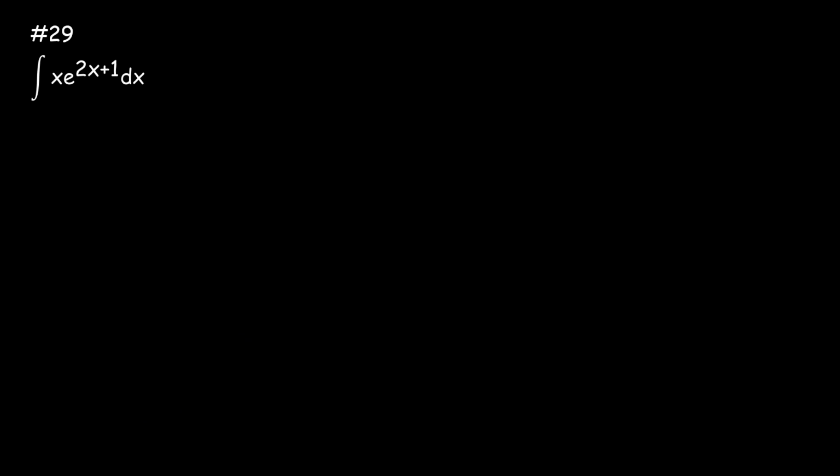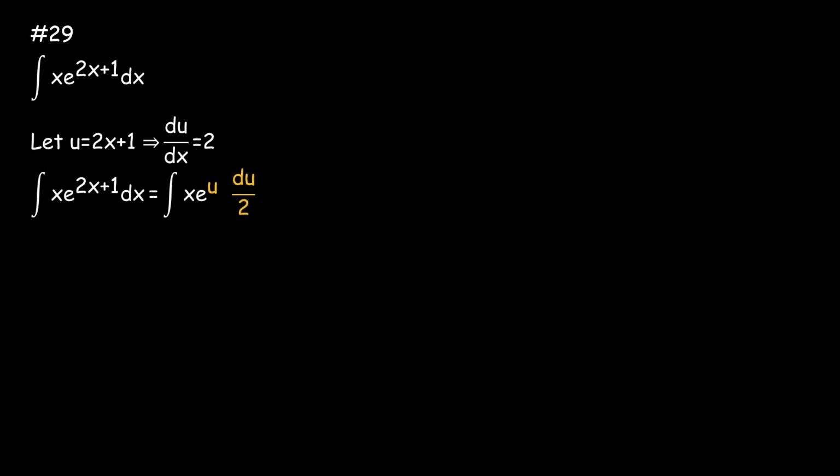Question 29. We have the integral of x e to the power 2x plus 1 dx. So if we let u be equal to 2x plus 1, this would imply du by dx is equal to 2. Now that would simplify the function for us, but then we'll still have x in the beginning. So I think we might need to use integration by parts. Okay, so if I replace the value of u, I'm going to have the integral of x e to the power u du over 2, just like I said.